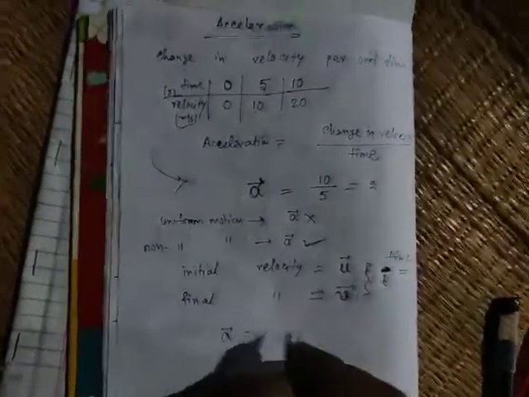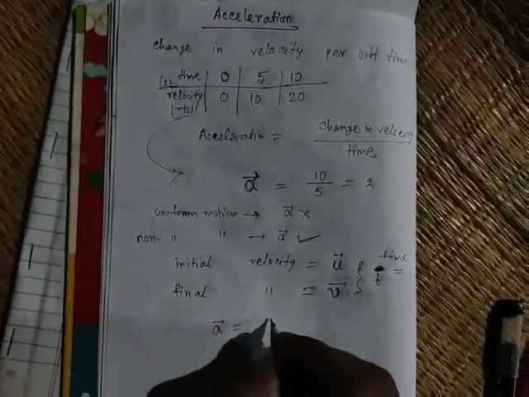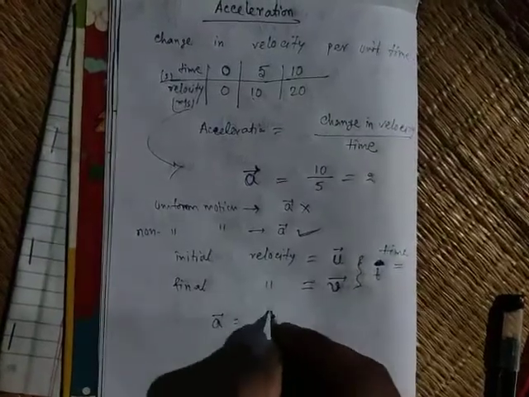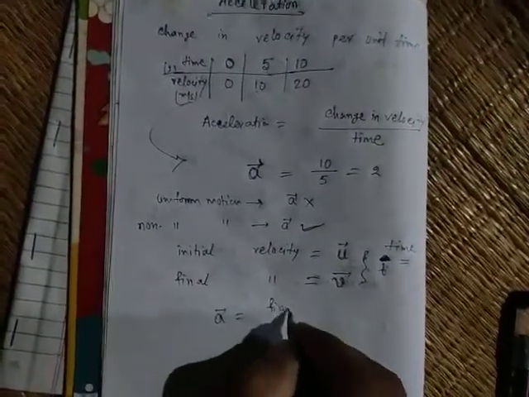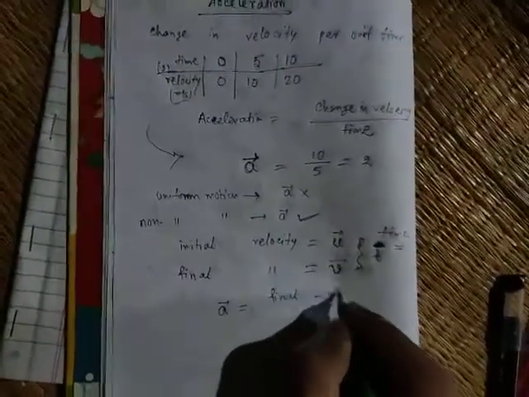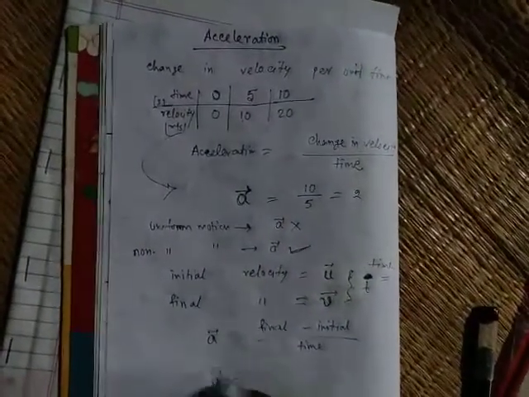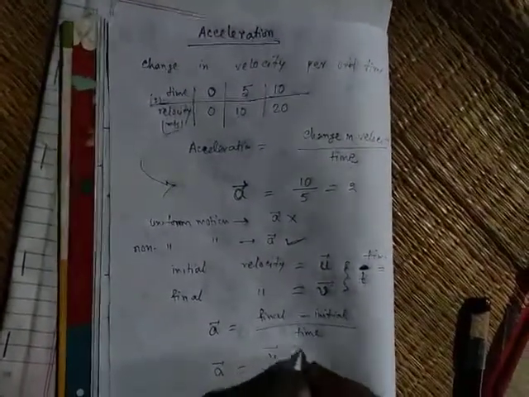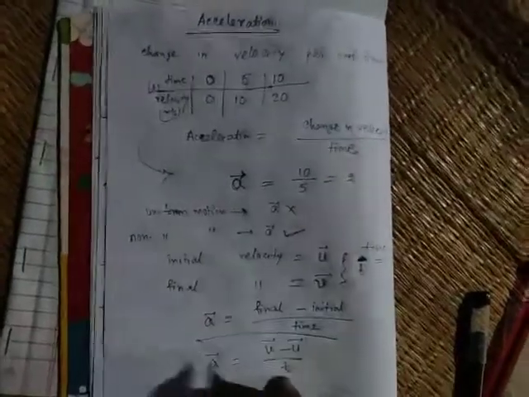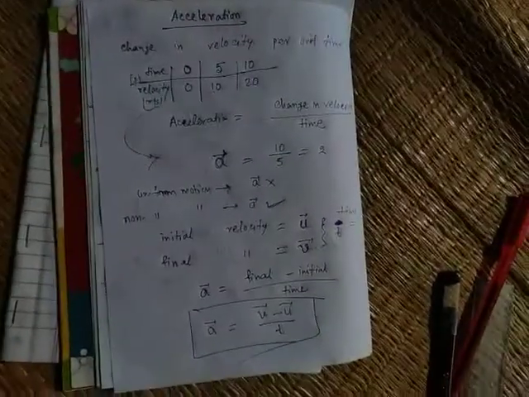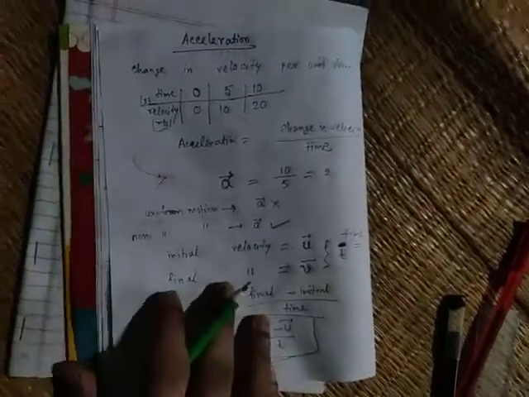Clear? So what will be the acceleration? Acceleration is equal to change in velocity upon time. Change means actually the subtraction, final minus initial, upon time. So change in velocity upon time, final minus initial upon time. So that means a is equal to v minus u upon t. Very important formula: a equals v minus u upon t.